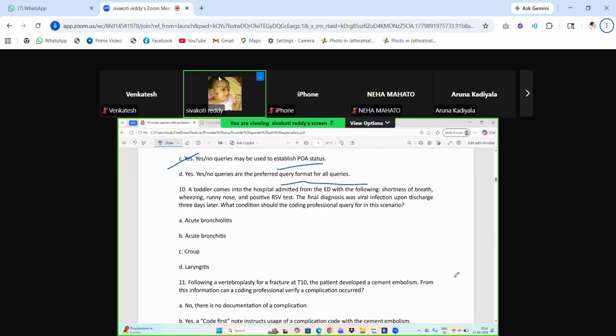Next question: indicators representing bronchiolitis. Okay, runny nose, positive RSV test. These are all bronchiolitis indicators, wheezing and all.